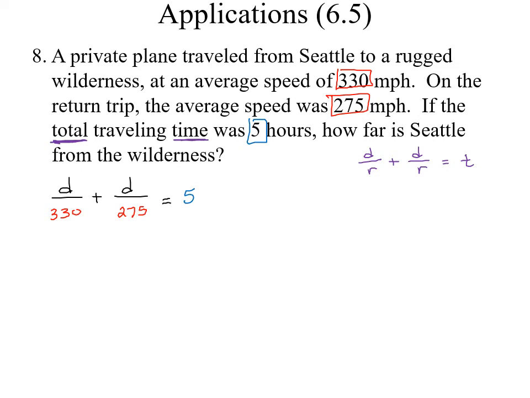We could have actually done this type problem back in chapter 1 or 2. There's no d's, no unknowns on the bottom, so we could have done it back then. But I'm going to multiply everything in the problem by a common denominator. Now, what's the least common denominator between 330 and 275? I ain't got a clue, and I'm not going to worry about it. What I'm going to do is multiply everything in the problem by just those two numbers multiplied together. So we're going to multiply it times 330 and 275.